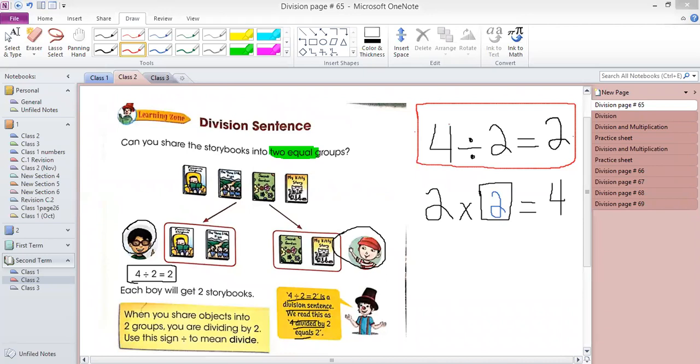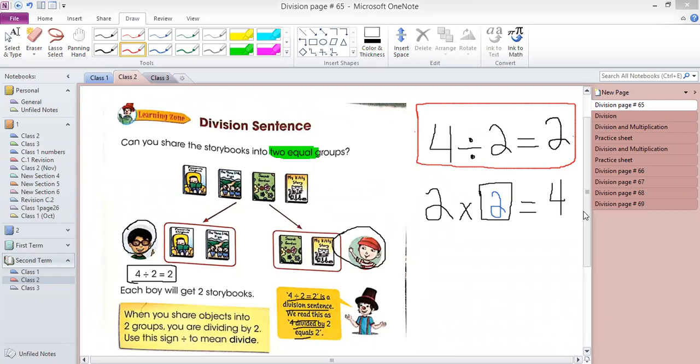And how to divide? For dividing 4 by 2, you can check the table of 2. The divisor, the number by which you are dividing, you will check the table of 2 to the dividend, the number which you are dividing. 2 multiplied by what will give you 4? So 2 by 1, 2, or 2 by 2, 4. So that's why the answer is 2.